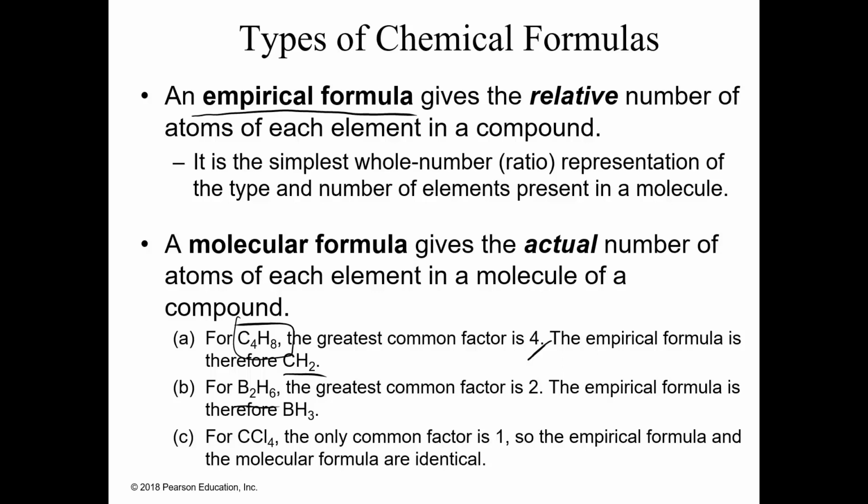For B2H6, you can divide that by 2. You get BH3. That's the empirical formula of diborane. And for CCl4, you have no common factor, so CCl4 is the molecular as well as the empirical formula. So know the difference between molecular, which is the actual number, and empirical. If you do a chemical reaction, say a combustion, you can determine the empirical formula, but not necessarily the molecular formula. But we leave that for another day.